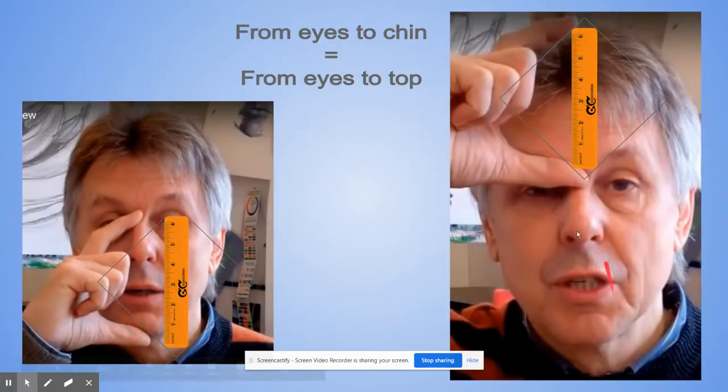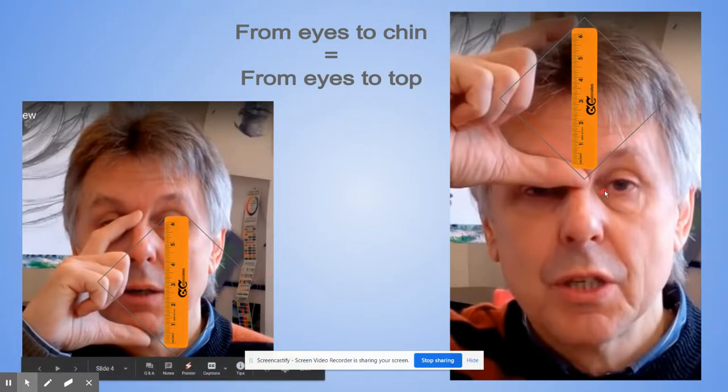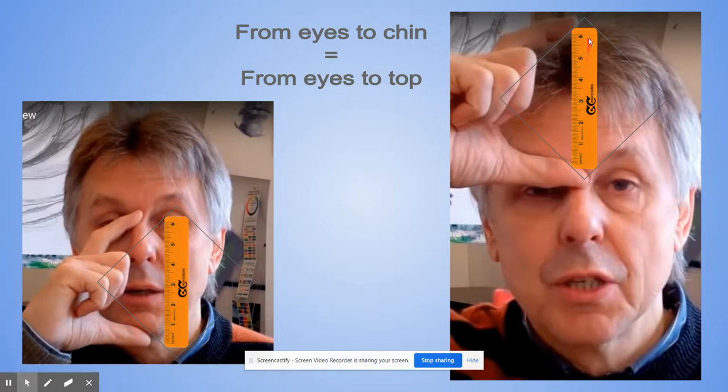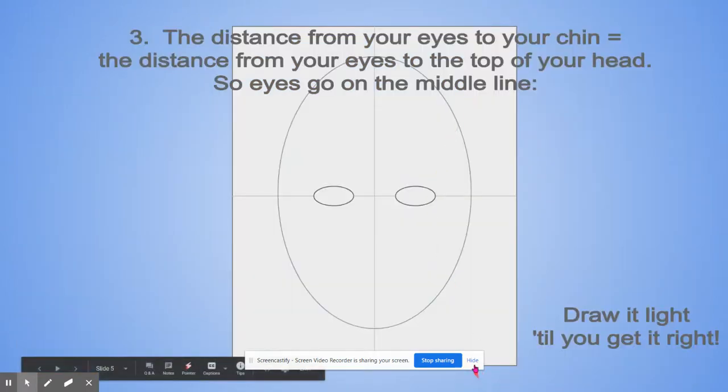Now, interestingly enough, the distance between your eyes and chin is the same as the difference between your eyes and the top of your head. That's one of the main things people do that doesn't work out, is that they'll try to draw with a head that stops here above the eyes, because that's the way we think, but that's not what actually happens.